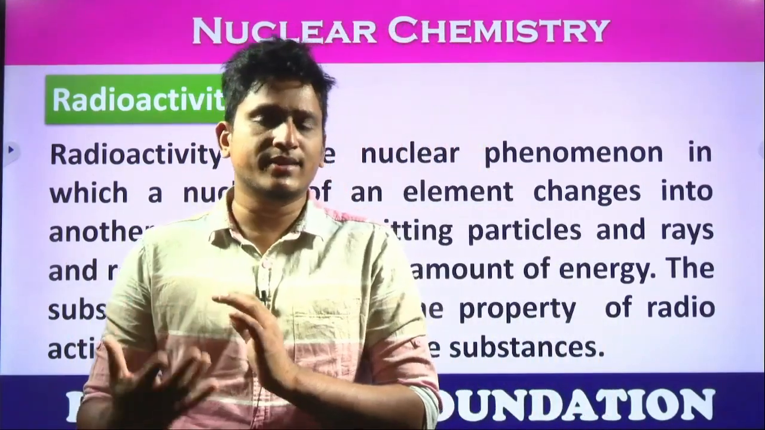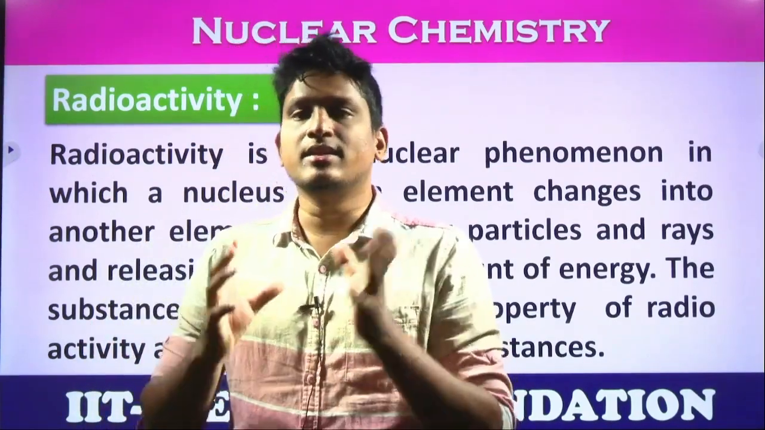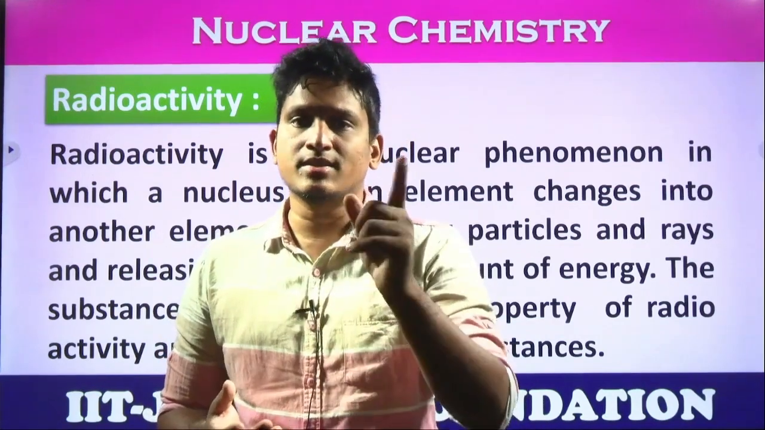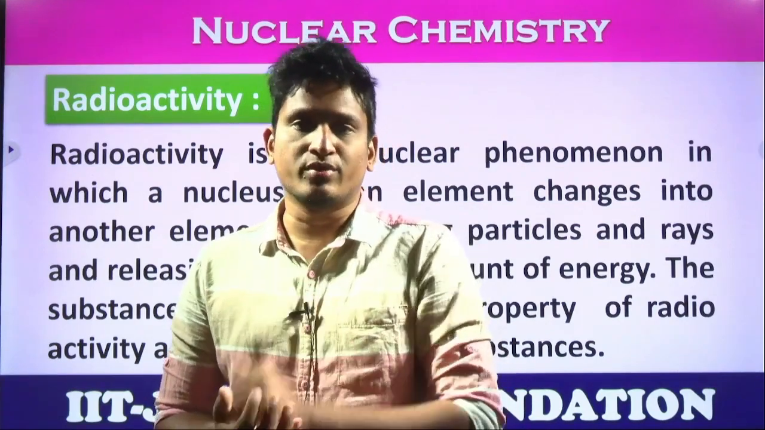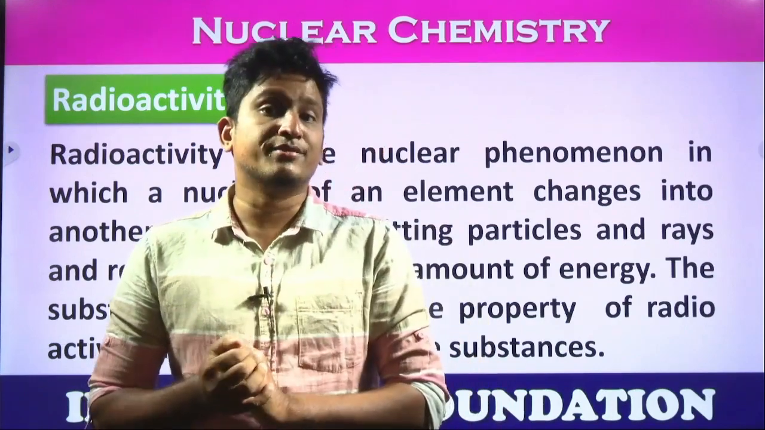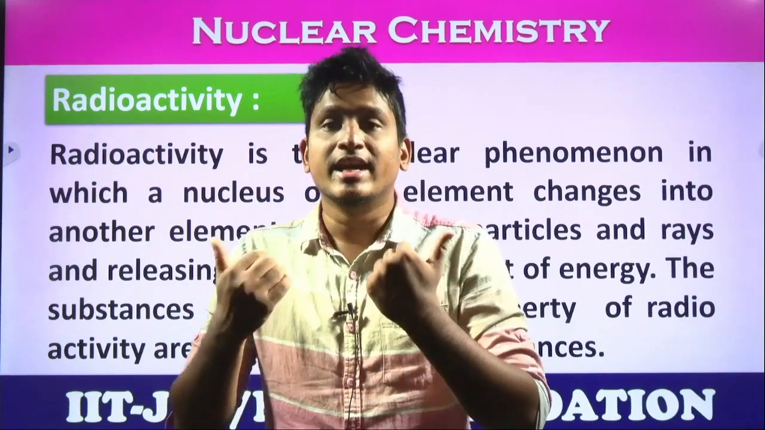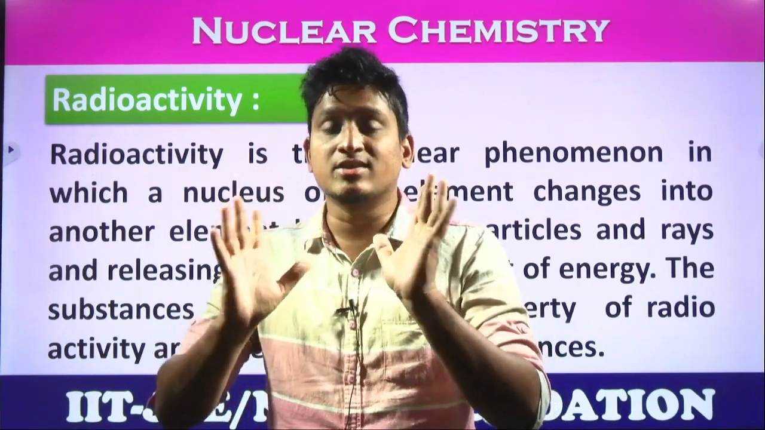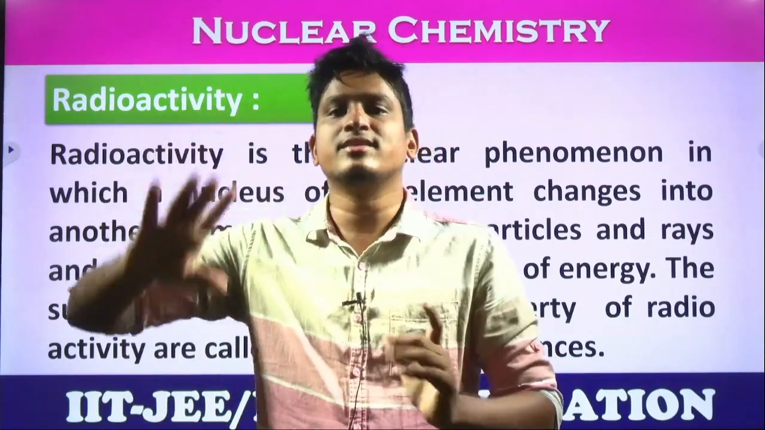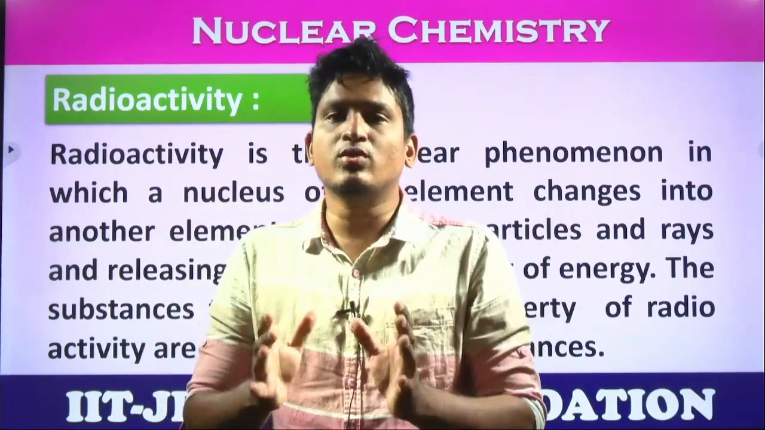What are radioactive substances? What is radioactivity? Students, listen. You already know the stability of the nucleus depends upon the mass defect factor and the n by p, neutron to proton ratio. All these are the factors for stability. If the nucleus is not stable, then what will happen, students? The nucleus emits its own subatomic particles, or emits radiation with enormous amounts of energy. That is called radioactivity, and the substances which emit that radiation are called radioactive substances.